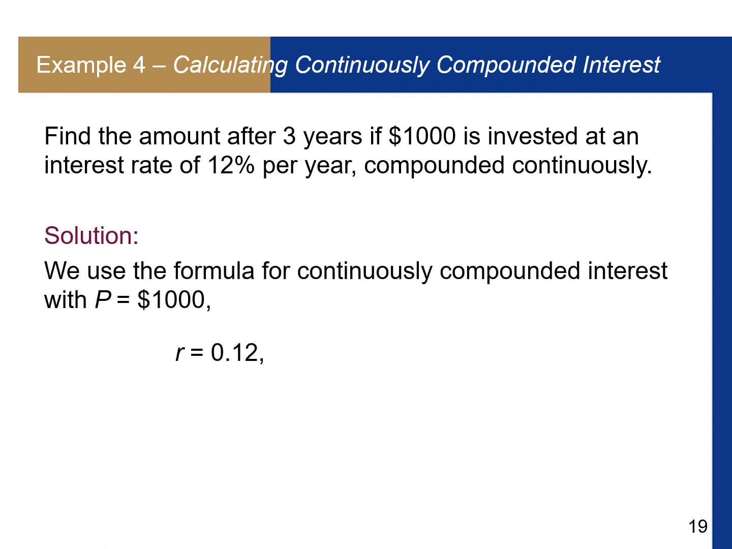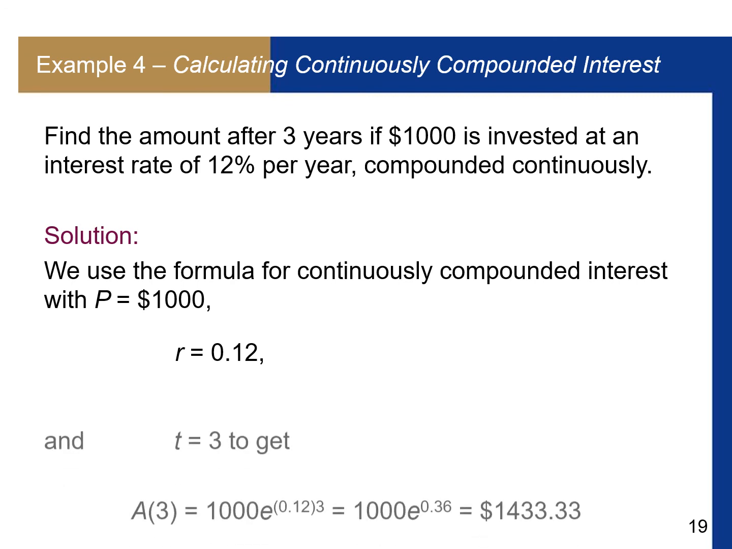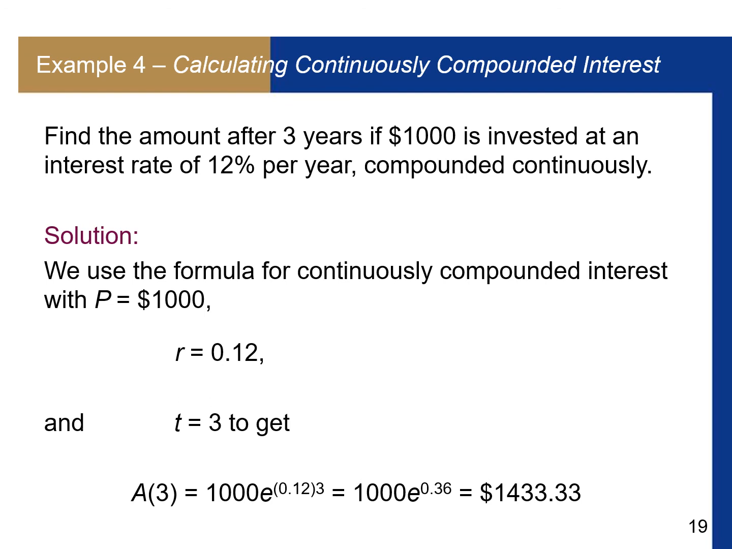So we plug in the amount for P, which is 1,000. The rate is 0.12 for 12%. And we're looking at 3 years. So we plug the values in and we see that the compounded amount would be $1,433.33. And that is all for section 4.2.